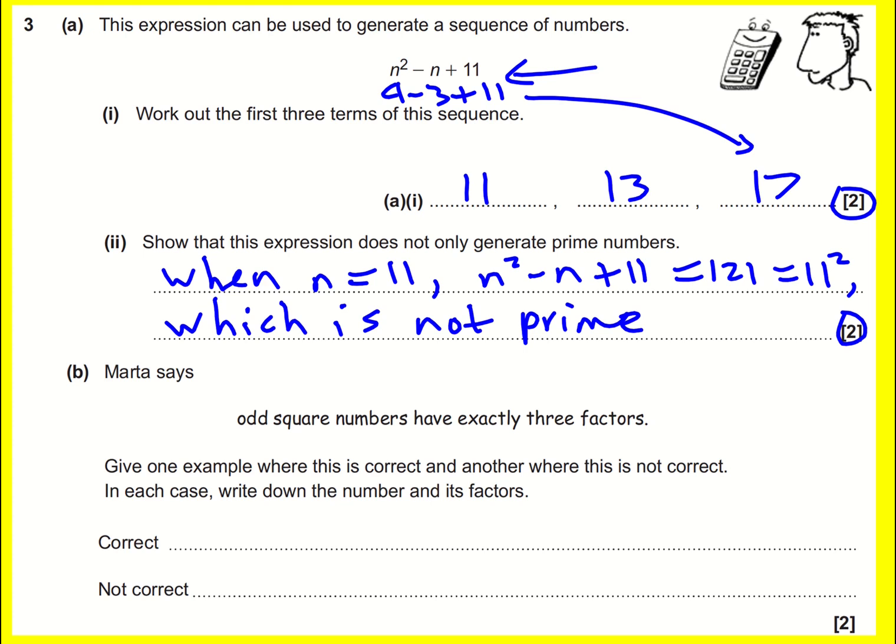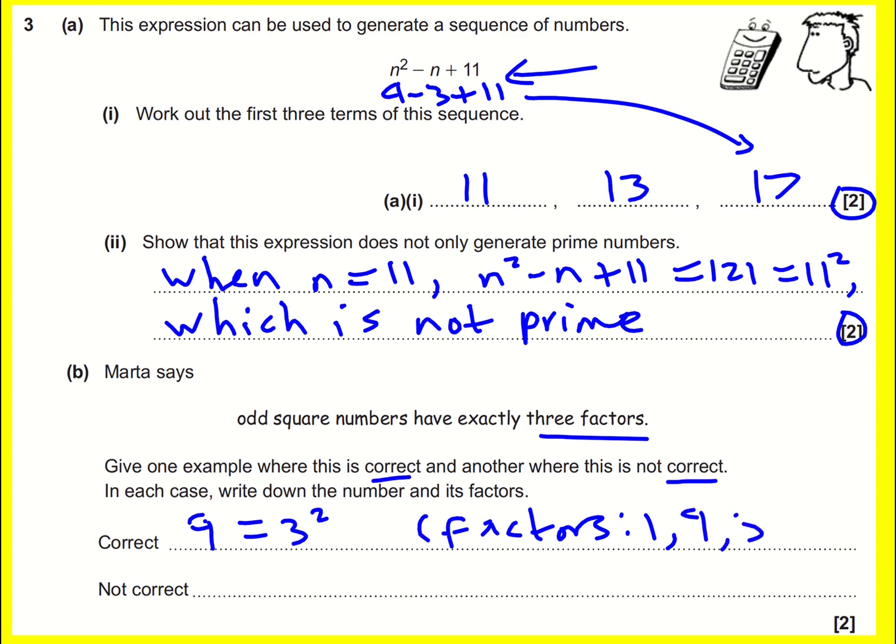Okay, Marta says odd square numbers have exactly 3 factors. Give an example where it's correct and one where it's not correct. In each case, write down the number and its factors. Well, it's correct in many cases. For example, 9 is equal to 3 squared. And that has factors 1 and 9, and then 3.